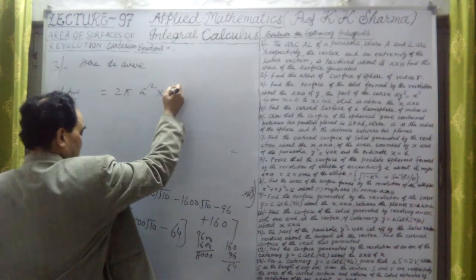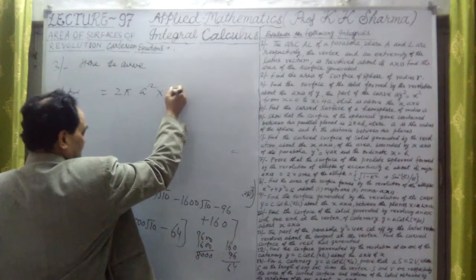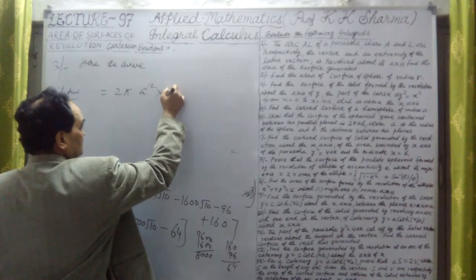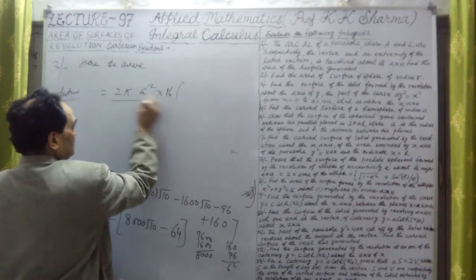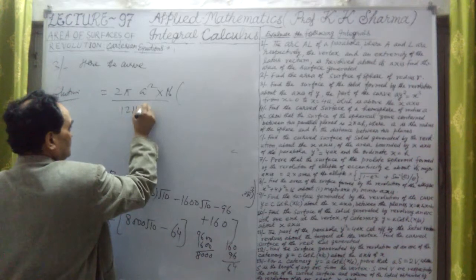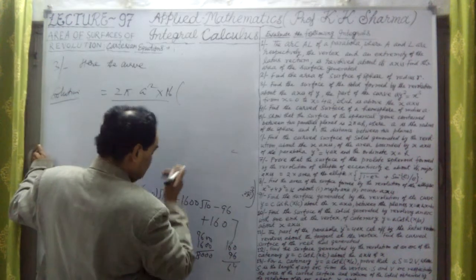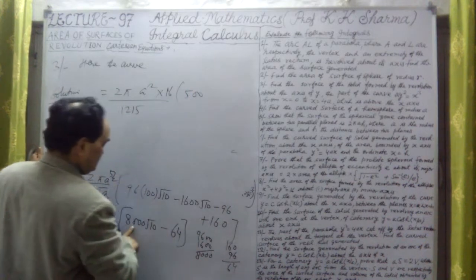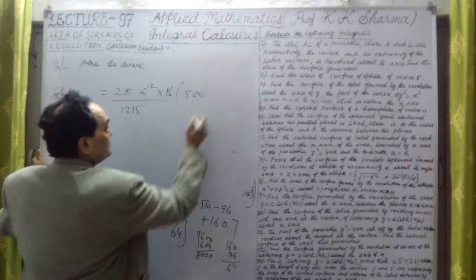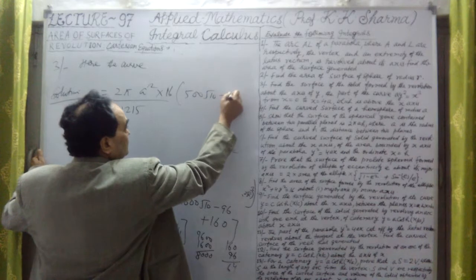So that will be 500. Again, that can be taken common. So this is 16 I have taken common. If I take 16 common and within the bracket divide by this, it is 1215. I have taken 16 common here. So this is nothing but 500. 16 into 5 is 80, and this is 500 under root 10 minus 4 here.